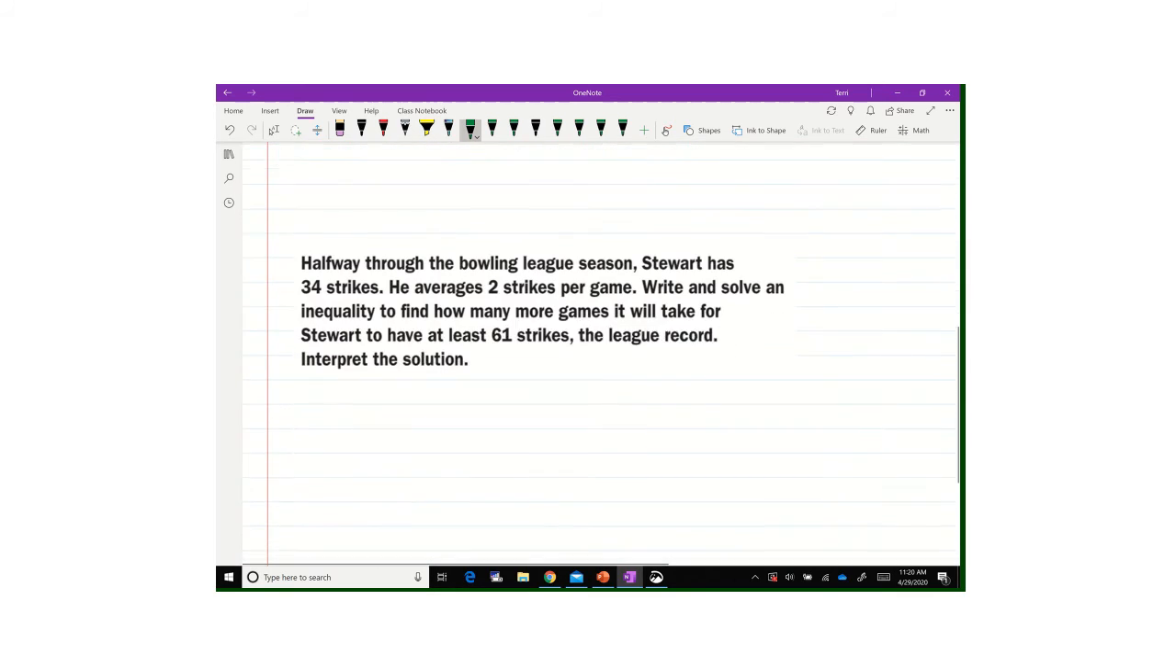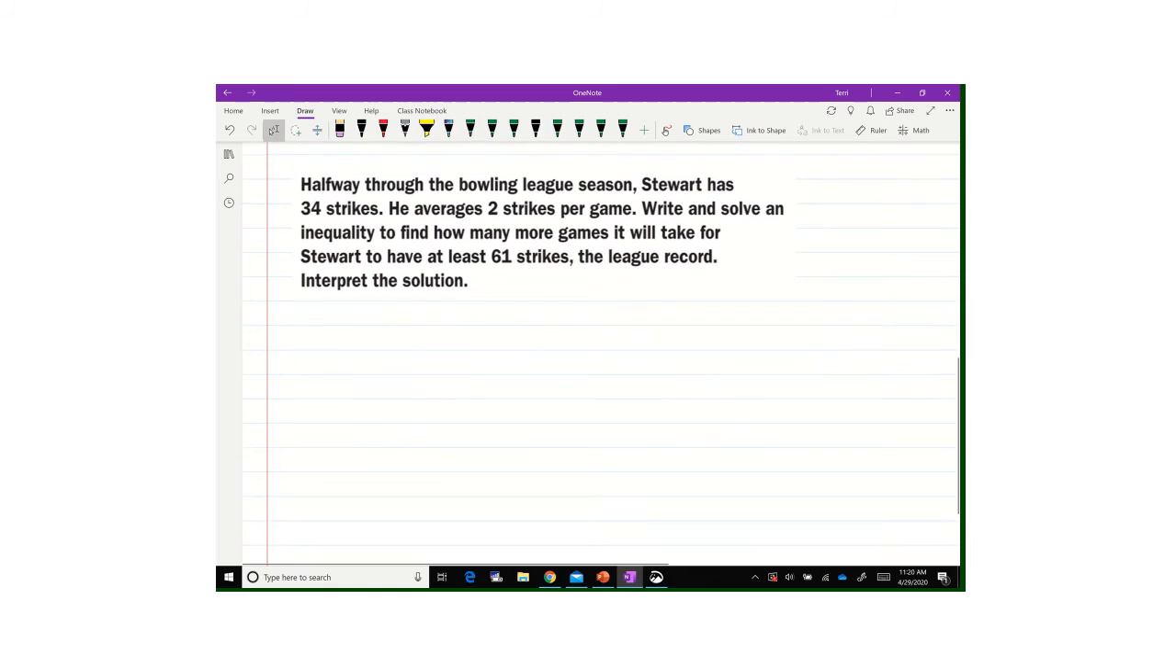Okay, I would like then to try a word problem here. Halfway through the bowling season, Stuart has 34 strikes. He averages 2 strikes per game. Write and solve an inequality to find how many more games it will take for Stuart to have at least 61 strikes, the league record.